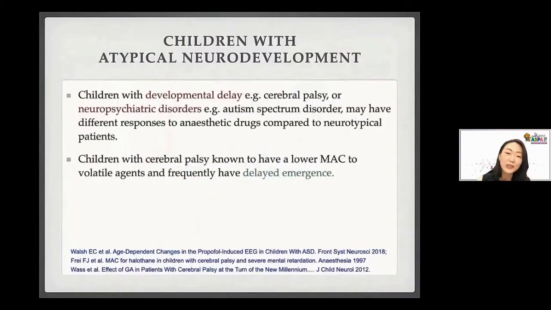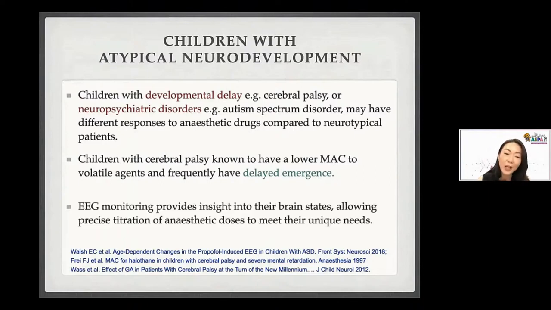The next group of children who benefit from EEG monitoring is children with atypical neurodevelopment. Children with neurodevelopmental delay, for example cerebral palsy, or neuropsychiatric disorders like autism spectrum disorder, may have different responses to anesthetic drugs compared to neurotypical patients. Children with cerebral palsy are already known to have a lower MAC to volatile agents, and they frequently have delayed emergence. I think part of the reason is we don't know exactly how much anesthetic they need. EEG monitoring provides insight into their brain states and allows us to precisely titrate anesthetic doses to meet the unique needs of these patients.